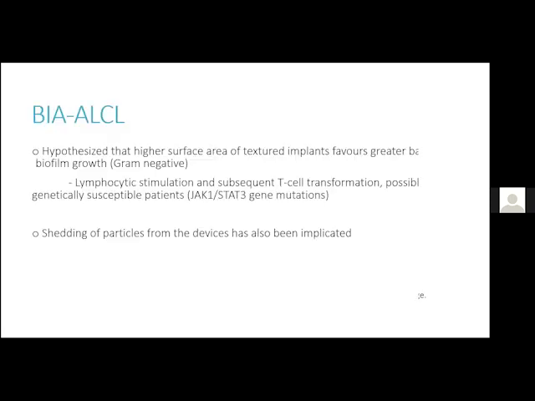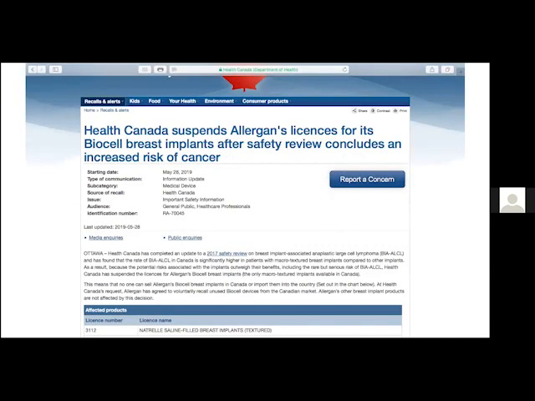It's been hypothesized that the greater surface area of the textured devices favors bacterial biofilm growth along this complex surface. This leads to lymphocytic stimulation and subsequent T-cell transformation, possibly in some patients who might have genetic susceptibility with JAK1 STAT3 gene mutations. As well, shedding of particles from the devices has been implicated in the development of seroma and lymphoma.